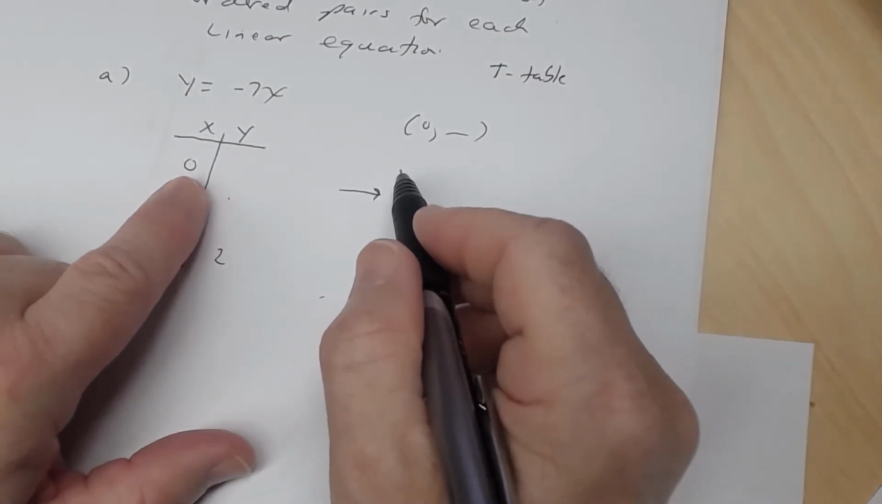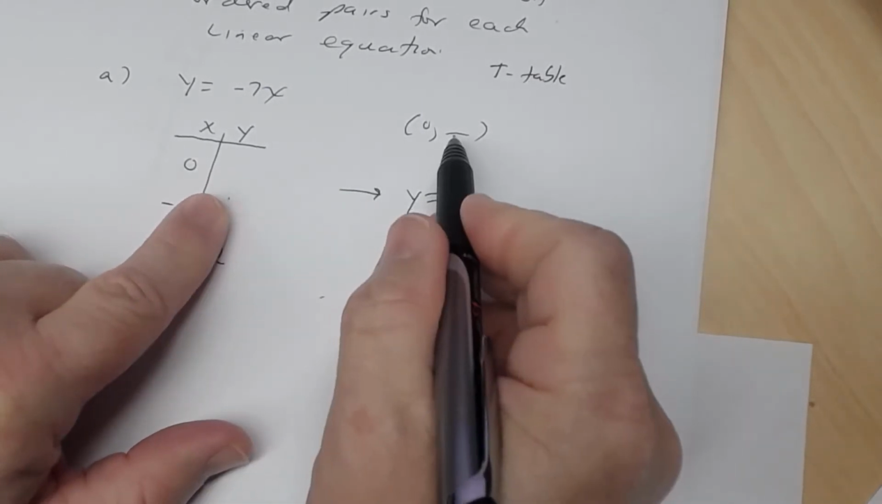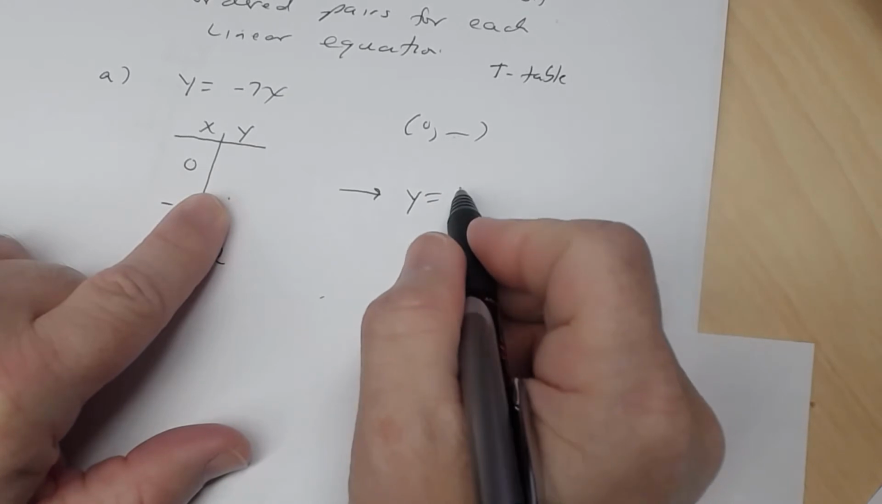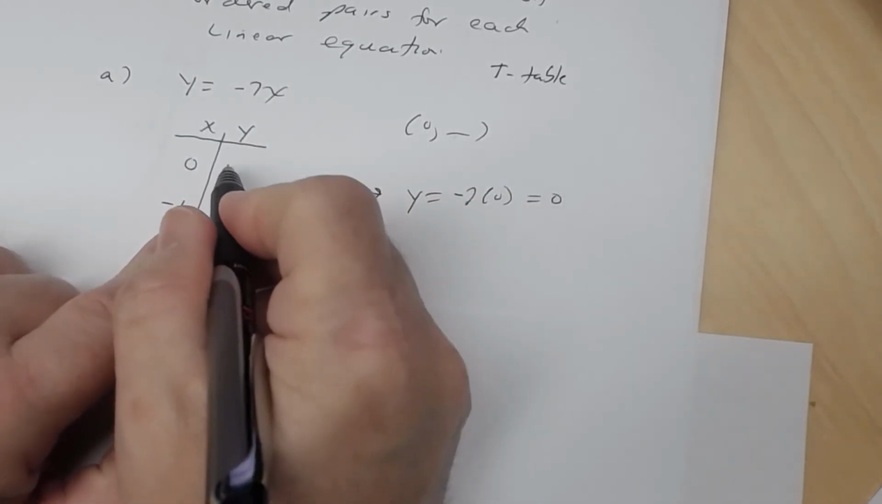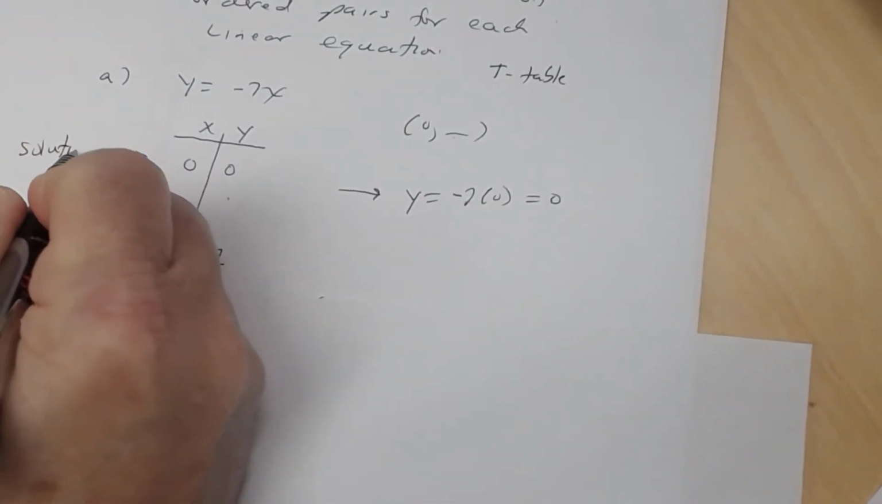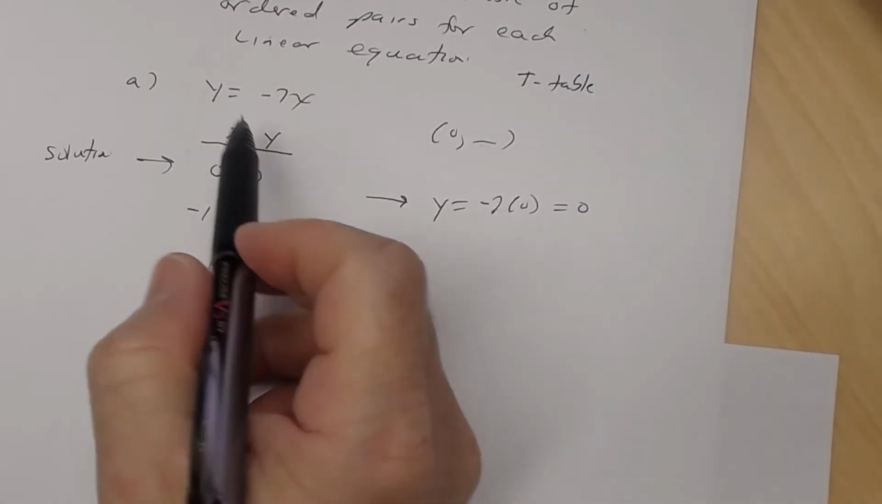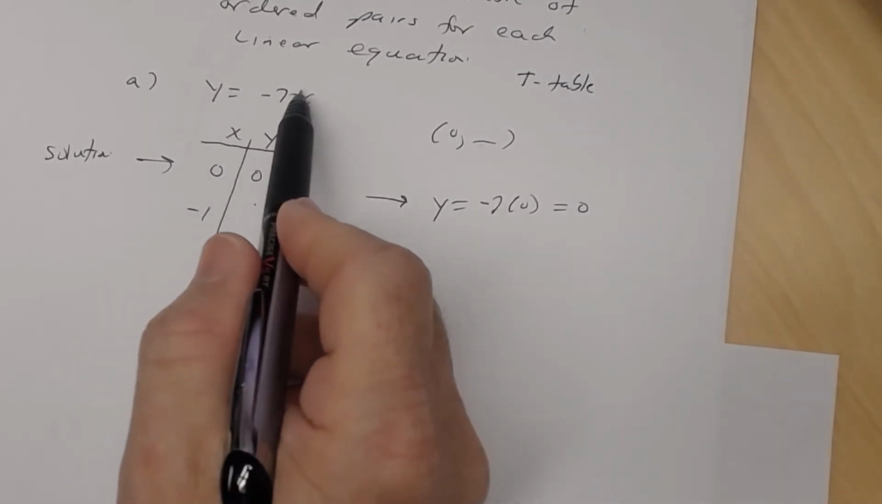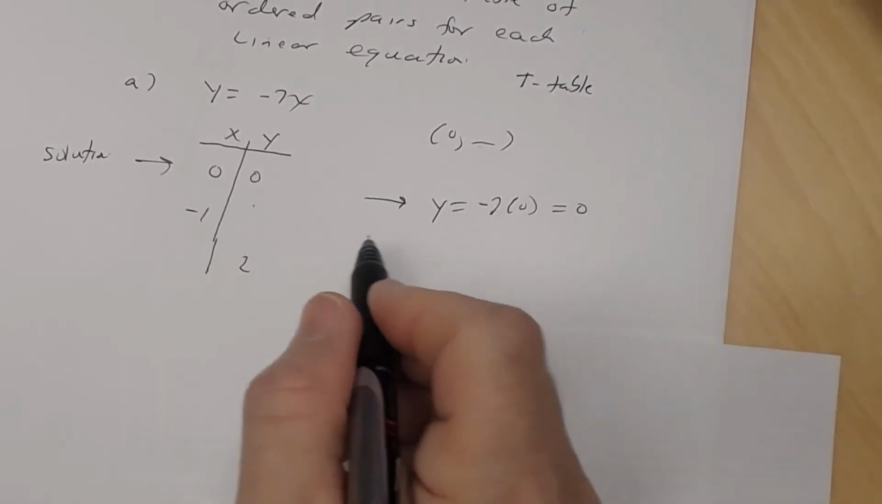All right. So if x is 0, I get y equals, that you're trying to find, it kind of looks like this. You get y equals negative 7 times 0, and negative 7 times 0 is 0. So here's one of your solutions. That's a solution. Okay? And it kind of makes sense, because if I substitute 0 for x and 0 for y, I get 0 equals 0. That's a true statement.